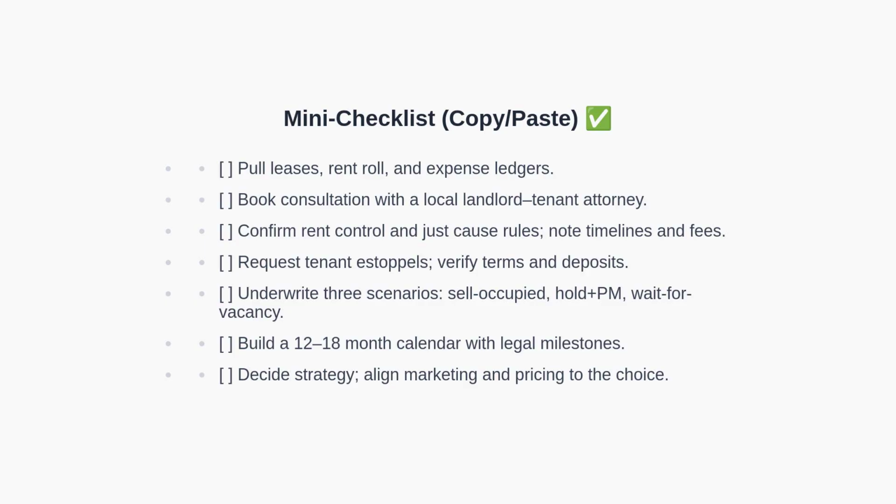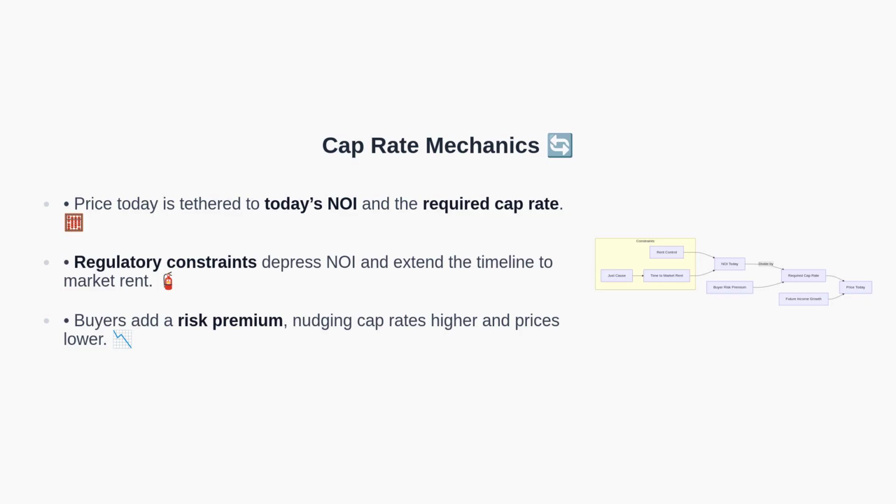To reinforce visual learning, let's include another diagram of the value mechanism. This diagram recaps valuation mechanics. Price today is essentially today's NOI, divided by the buyer's required cap rate. Rent control and just cause protections reduce near-term NOI and extend the path to market rents. In response, buyers often add a risk premium, elevating their required cap rate and reducing the price they are willing to pay.